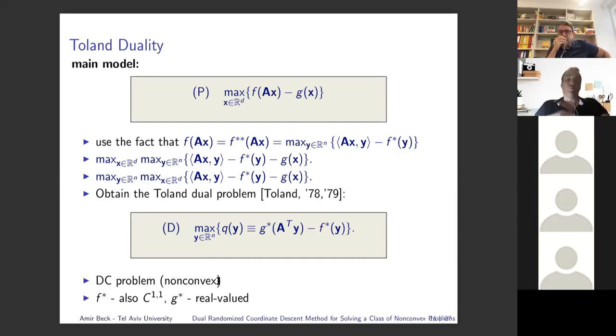But because of the properties that we have on f and g, we can also say some properties on the conjugate of f and the conjugate of g. Since f was strongly convex, then f star is C^{1,1}, meaning that it's continuously differentiable and the gradient is Lipschitz. And if the strong convexity parameter of f is sigma, then the smoothness parameter of f star will be 1 over sigma. Since g was with compact domain, then g star is real valued. So we have the difference, and this is actually important.